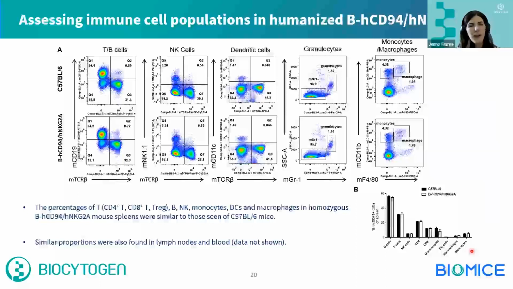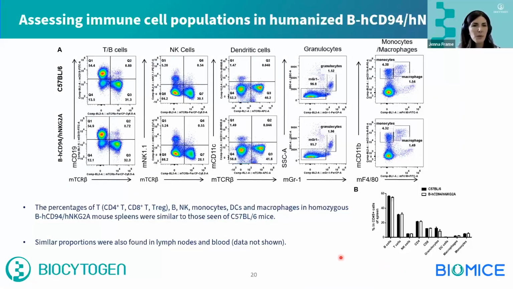So to provide a model to test novel therapies targeting NKG2A in vivo, we generated mice expressing humanized NKG2A as well as its co-receptor CD94. And whenever we generate new humanized models, we typically perform preliminary expression validation as well as phenotypic analyses to ensure that these mice have a normal immune system.